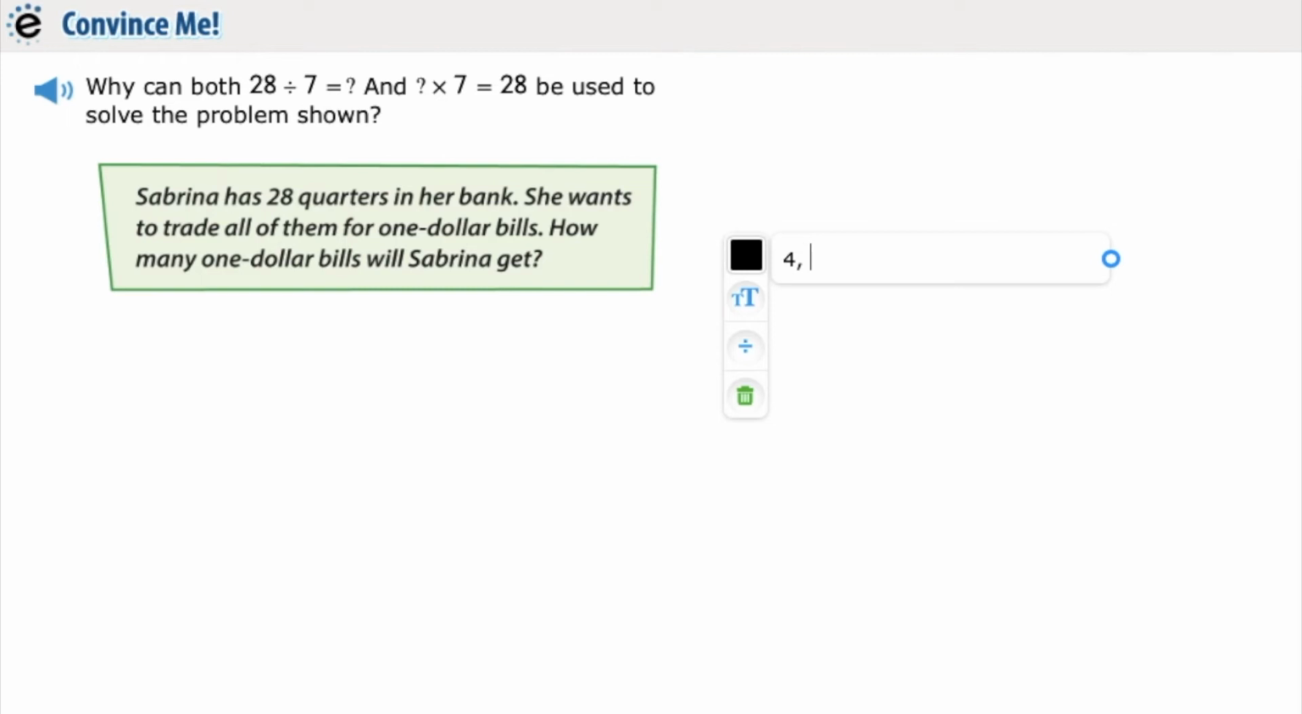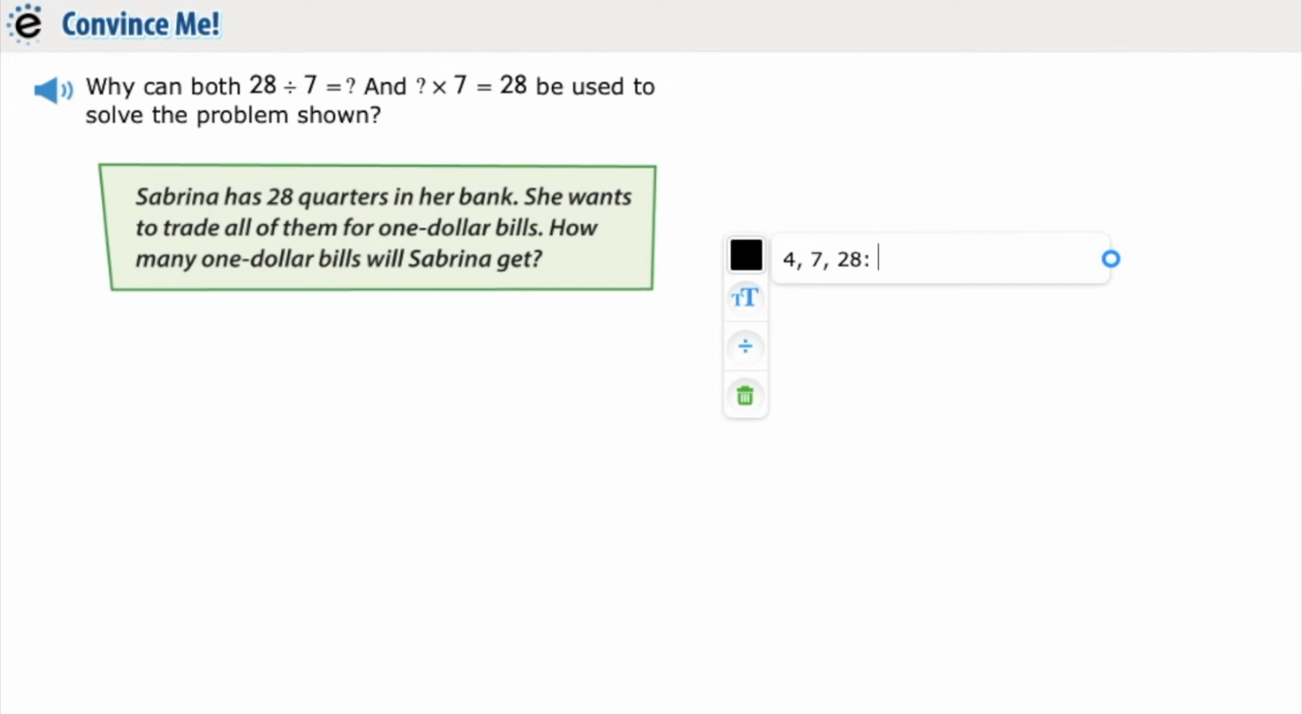And then we know another number is 7, another number is 28. So how can the division problem of 28 divided by 7 equals blank and blank times 7 equals 28 be used to solve the problem shown? Well, what we know about all these 3 numbers is no matter if they're in a multiplication problem or a division problem, they all are related. So they're in the same fact family.